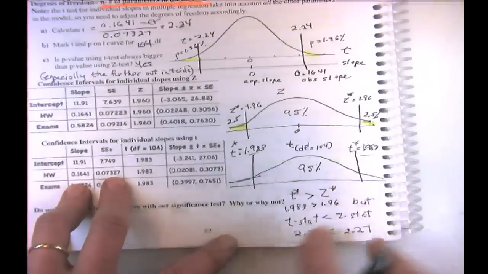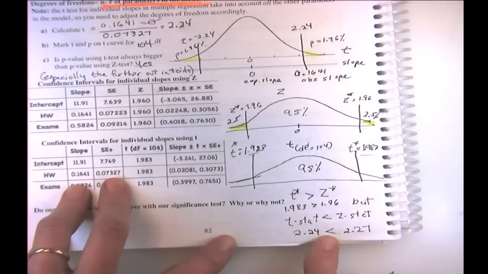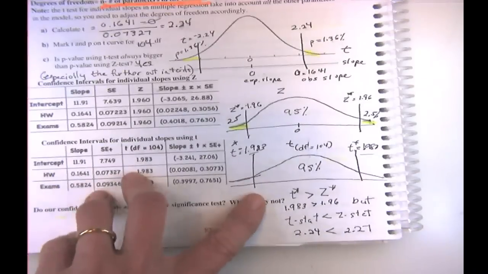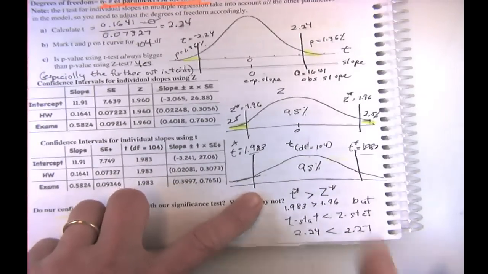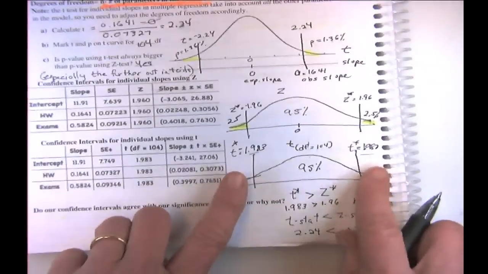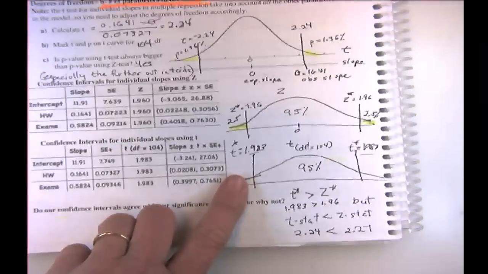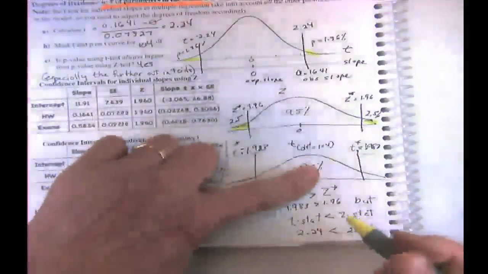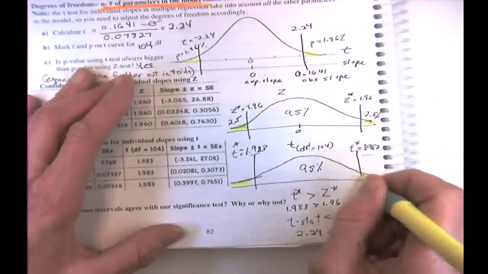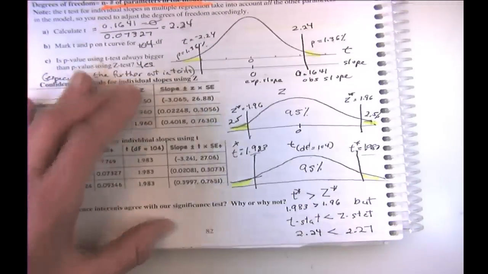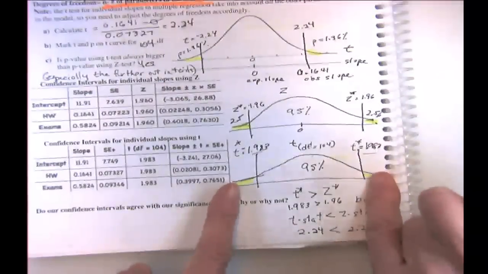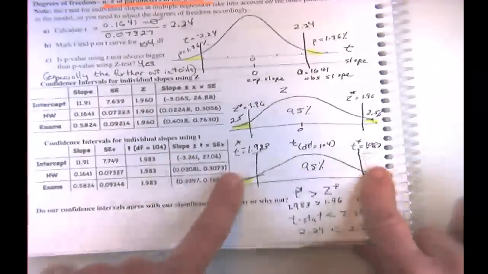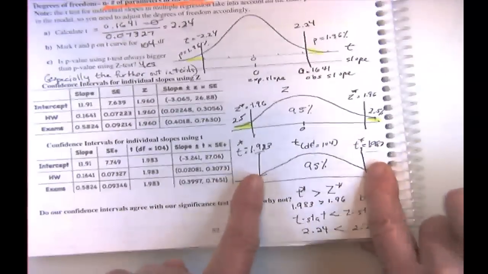Does that make sense to you? Remember, we want to leave 5% in the tails, right? When we have 95% in the middle, we want 2.5 and 2.5. So if the tails are fatter and we want 5% still in the tails, we have to go further out, right? These are going to be bigger, fatter tails, so you have to go further out.